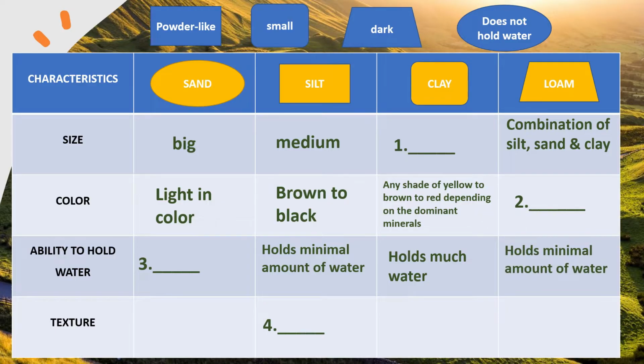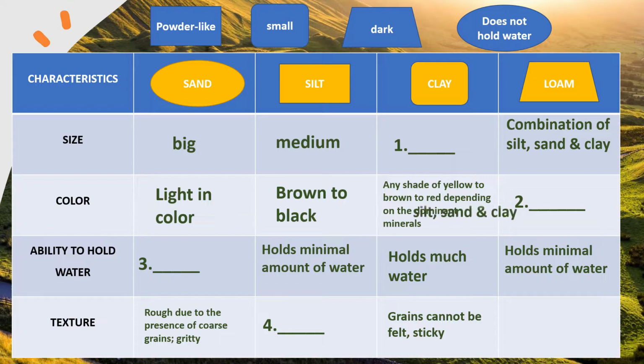In texture, sand is rough due to the presence of coarse grains and gritty. What is the texture of silt? How about clay? Clay grains cannot be felt and sticky when wet. Loam is a combination of silt and sand. Okay, now let's check your answer.